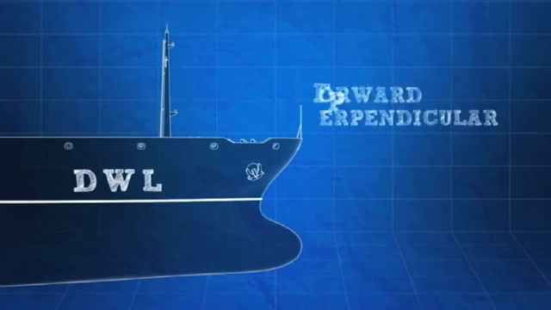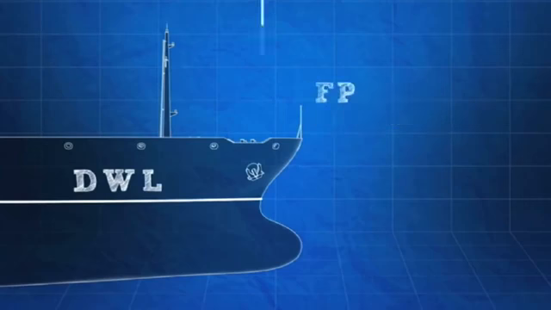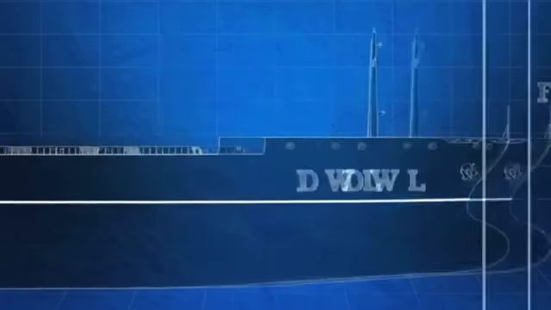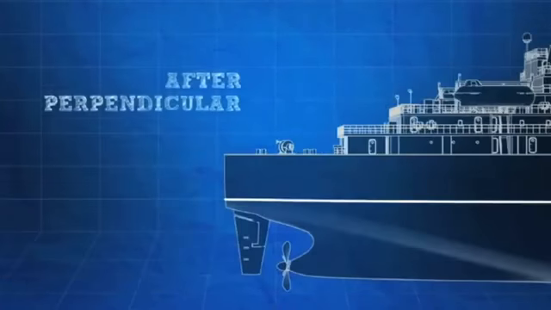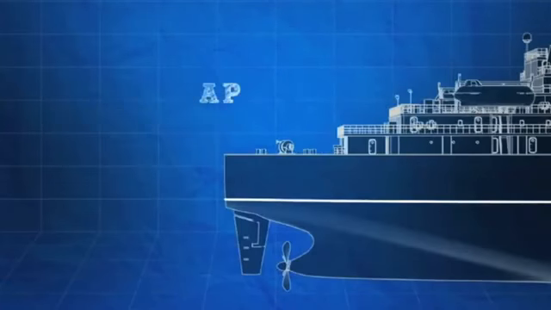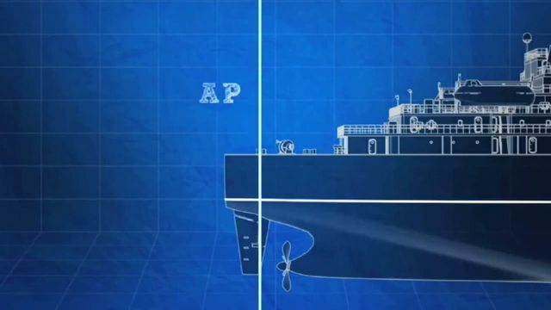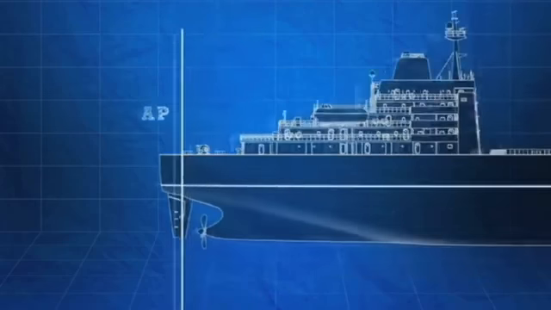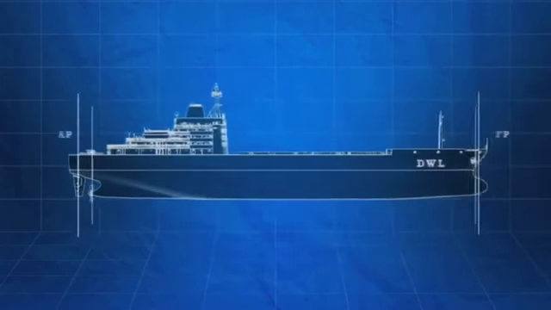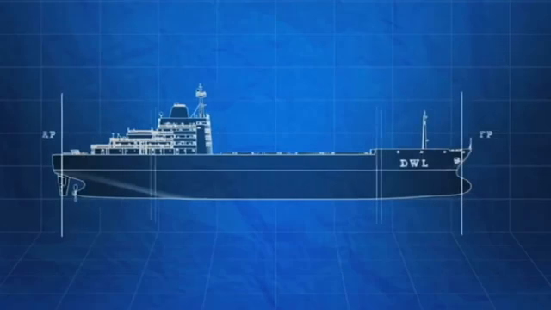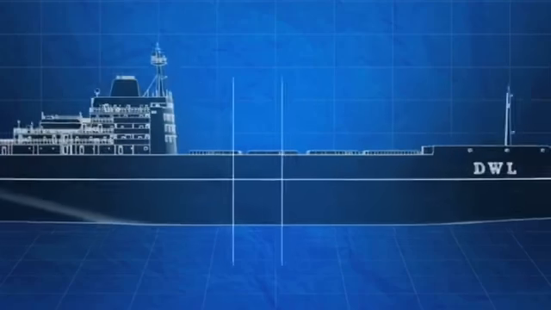The forward perpendicular, or FP, is a vertical line drawn at the intersection of the design waterline and the foreside of the stem of the hull. The after perpendicular, or AP, is a vertical line drawn at the intersection of the design waterline and the aftmost point of a ship's hull. For most commercial vessels, this is generally where the rudder post is located.